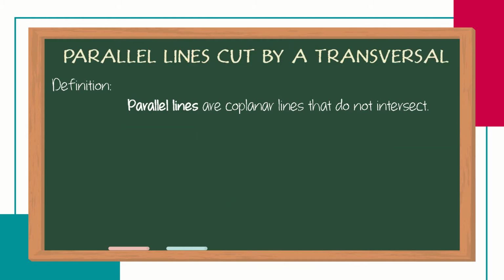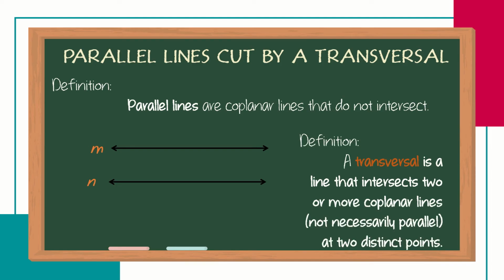Next, let us talk about transversal. We already know the definition of parallel lines: coplanar lines that do not intersect. Let us define now the transversal. As you learned in Grade 7, a transversal is a line that intersects two coplanar lines at two distinct points. The following illustration shows that line T intersects line M and line N in two distinct points. This is what we call the transversal. In symbols, we can write it as line M is parallel to line N cut by transversal T.